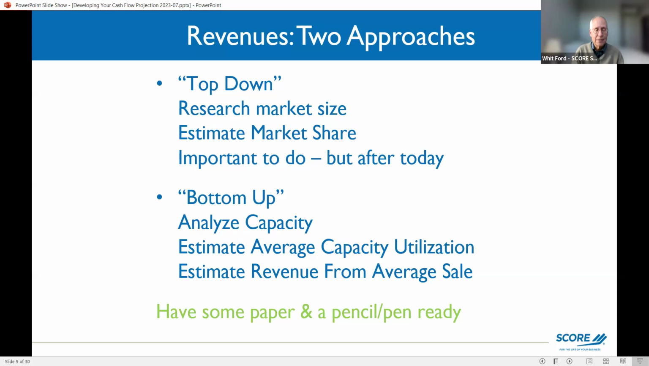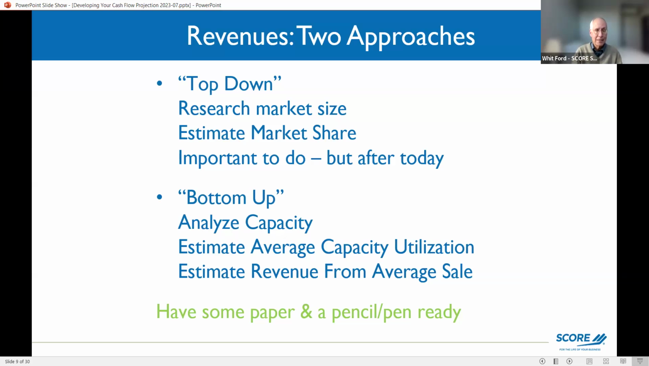it's important to nevertheless consider the top-down approach, because if you say, okay, I think I'm going to have a 10% share of my local market, and this is what the local market seems to be, that serves as a good double check on the numbers you generate from the bottom-up approach, which I'll talk about next. So I encourage you to work on a top-down forecast.